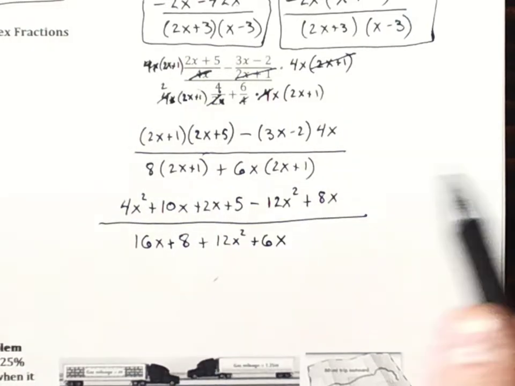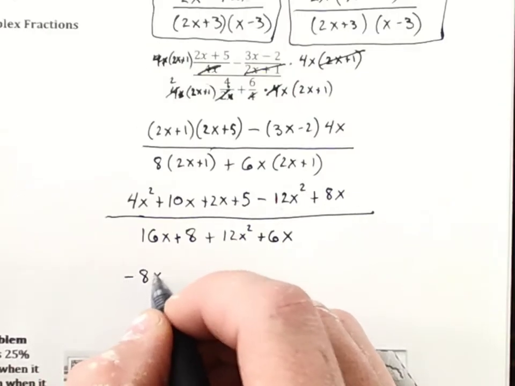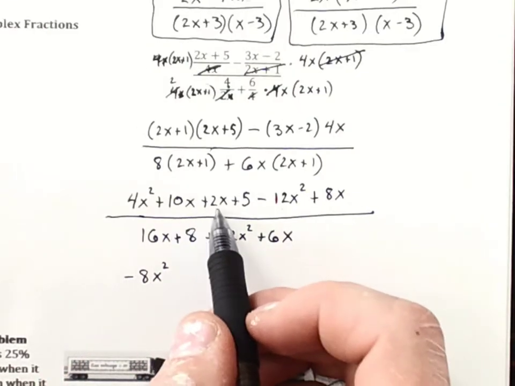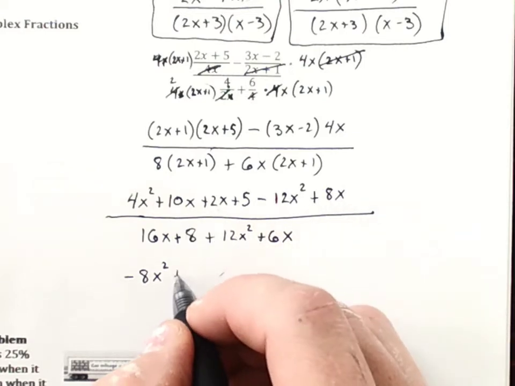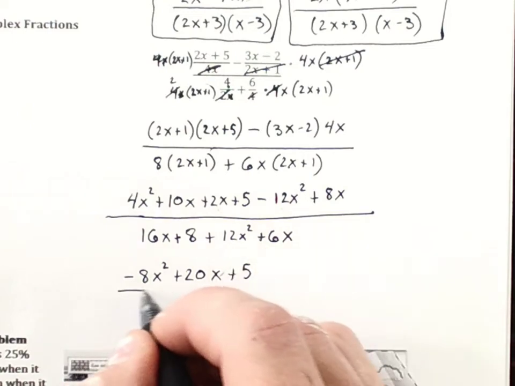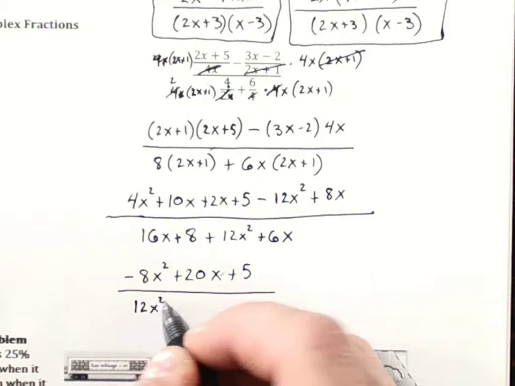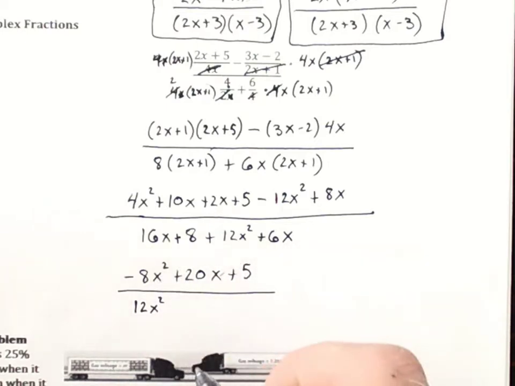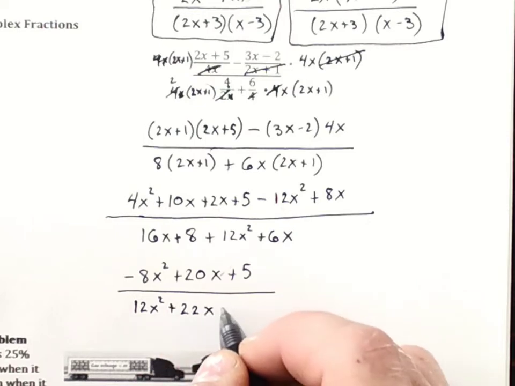Combine all of our like terms. 4x squared minus 12x squared is negative 8x squared. 10x plus 2x is 12x plus 8 is 20x plus 5. Divided by 12x squared plus 6 and 6 makes 22, x plus 8.